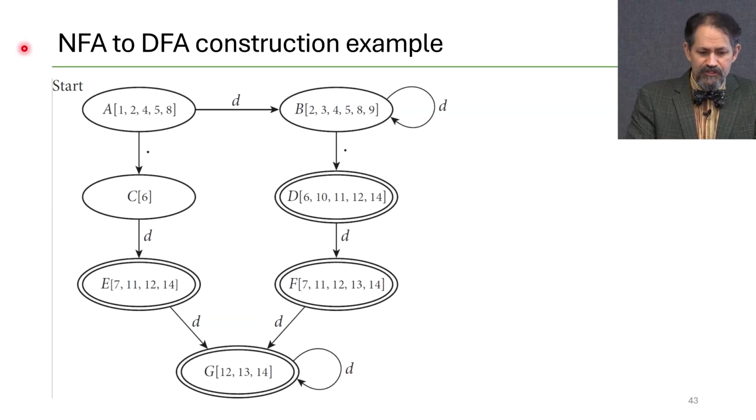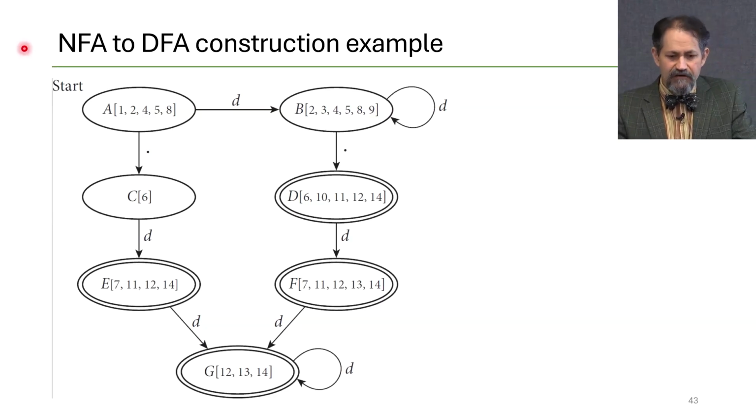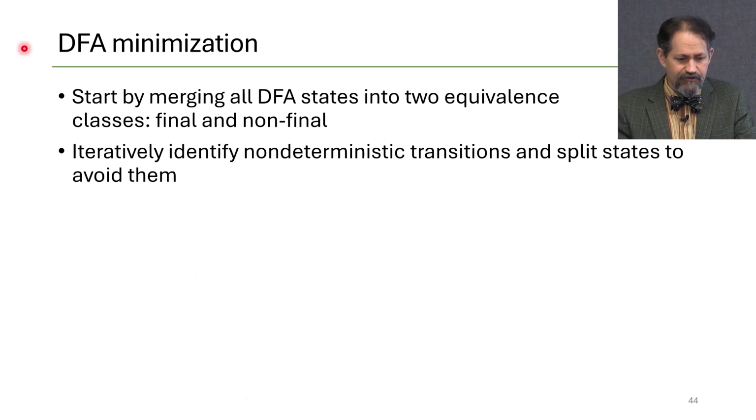Now we have a deterministic finite automaton, but it turns out it's a little bit big, right? There are some unnecessary states here. If you look at D and F and G, we're just having a transition on a D from each one of those to the next. And they're all final states, so why do we even need to do this, right? So we can minimize this DFA to produce a smaller and more efficient one, and that'll be our next step.